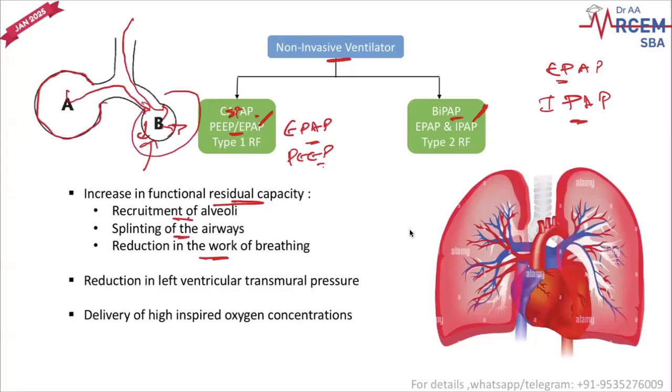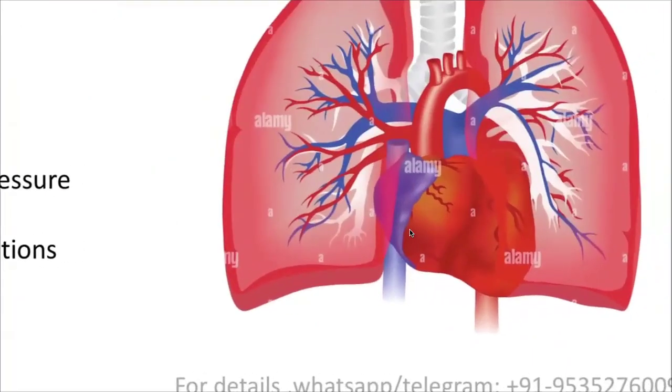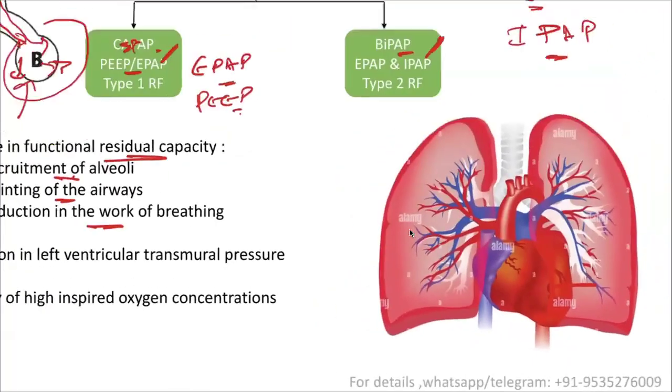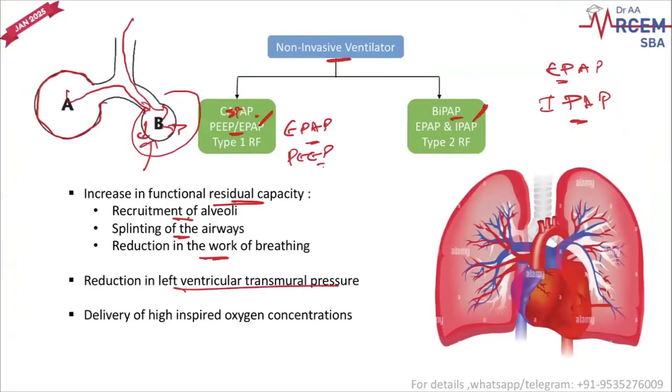And there is a reduction in the work of breathing. Your respiratory muscles can relax a little bit because you're pushing the air under pressure, so you need not suck the air. To suck the air, your respiratory muscles need to act. So the work of breathing will reduce drastically. The pressure across the left ventricle, that is known as transmural pressure, the left transmural pressure will reduce. That will help to increase the ejection fraction, that is, increase the cardiac output. And as you are delivering the air, you can deliver highly concentrated oxygen, up to 100% FiO2. FiO2 stands for fraction of inspired oxygen.